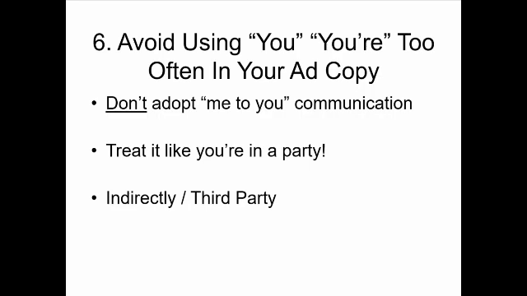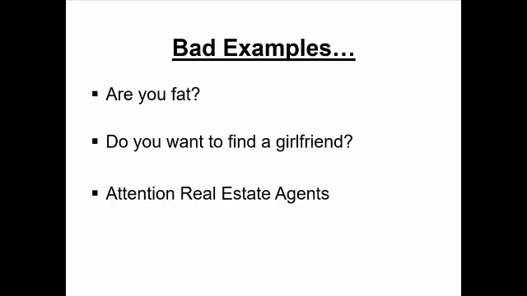So when you write, you want to be indirect or speak in a very third-party manner. I'm going to give you some typical bad examples that people write very directly, like, are you fat? Okay, so you don't want to be starting off like that. Or are you facing this problem? You don't want to start off like that. Do you want to find a girlfriend? Clearly not, okay?